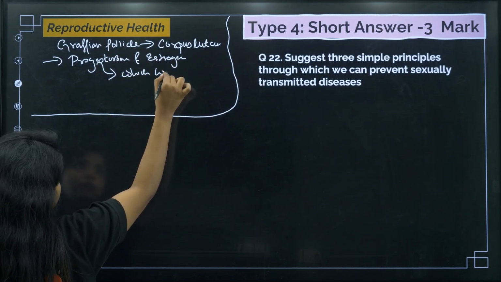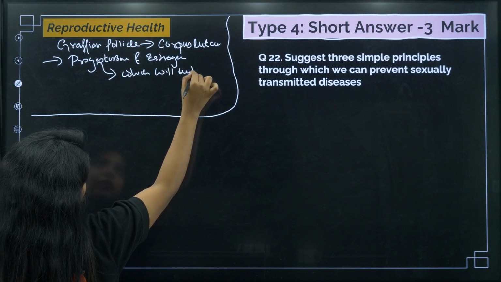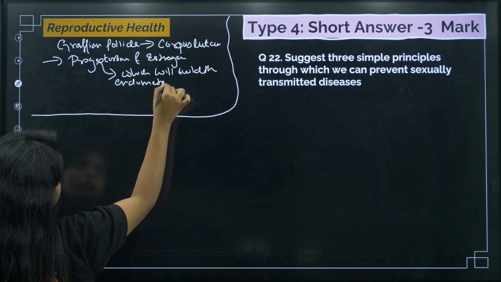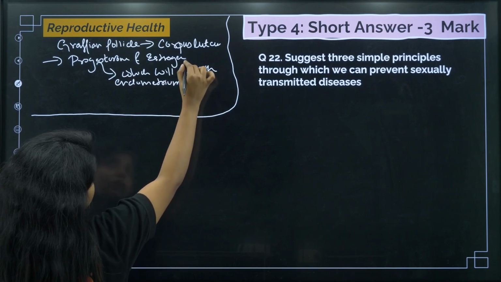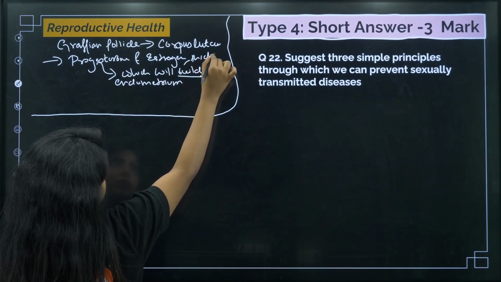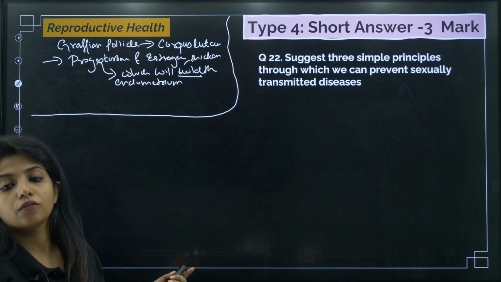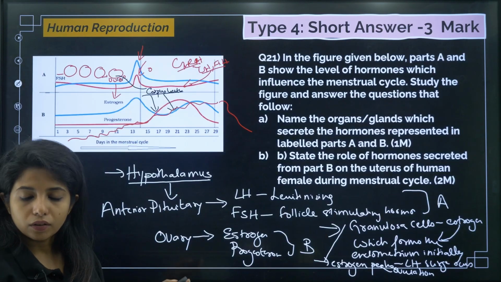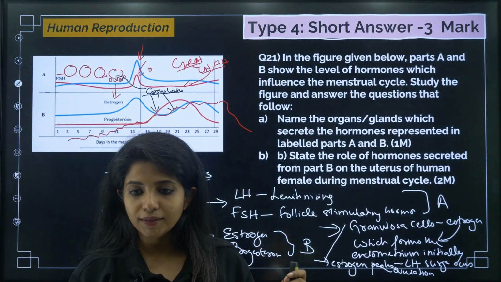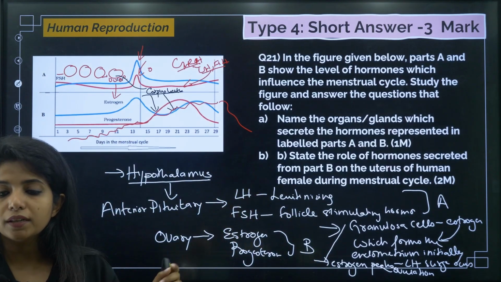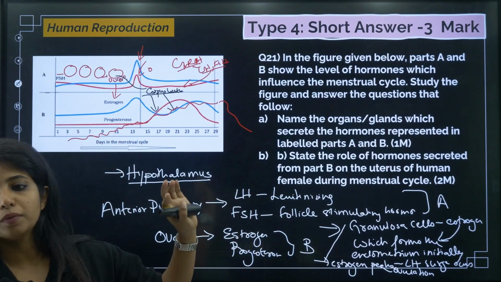Which will build the endometrium even more, or you can say it will, instead of build, you can write thicken the endometrium. Thicken the endometrium such that if fertilization has taken place, it can take care of the progeny, the embryo. That's all about the answer. That's how you have to frame the answer. So if you are not understanding things, you won't be able to get it.